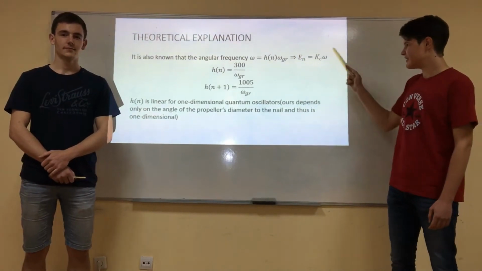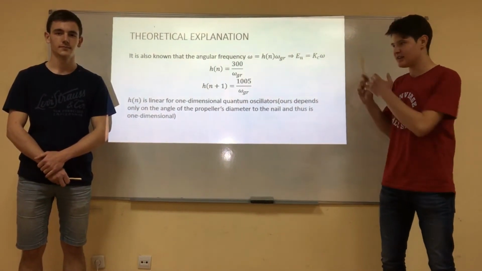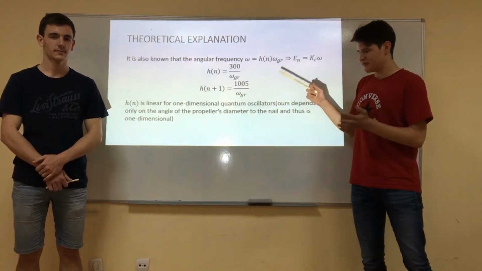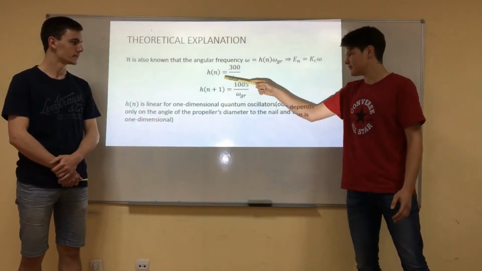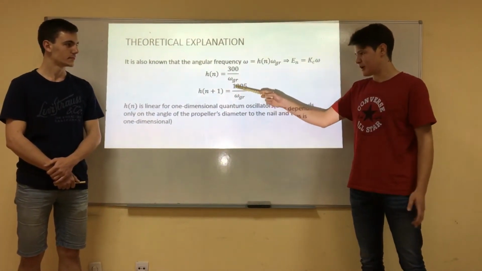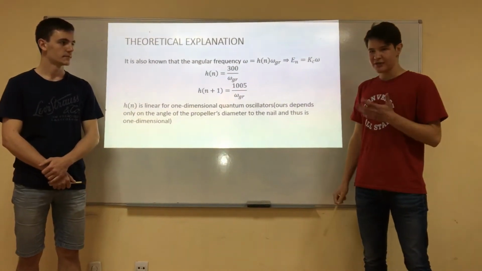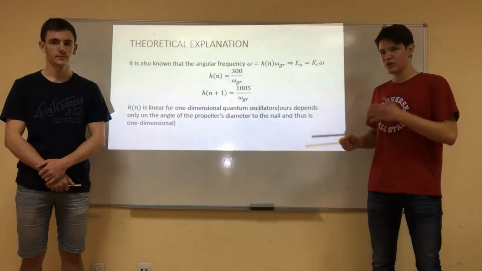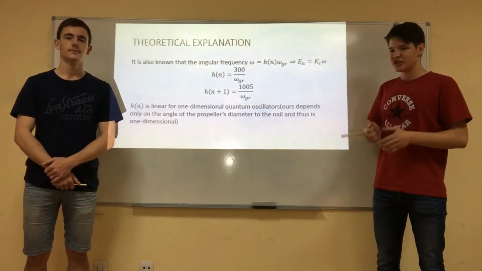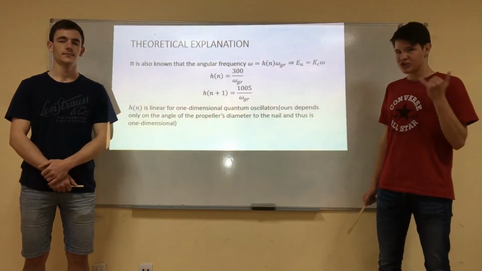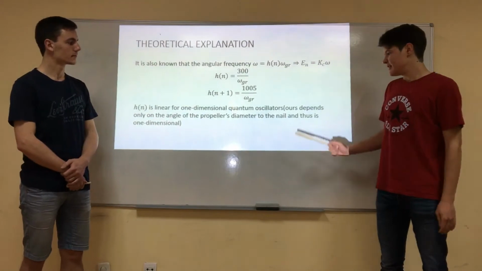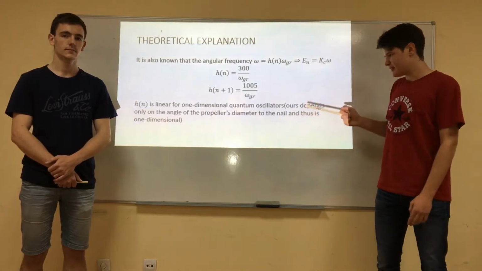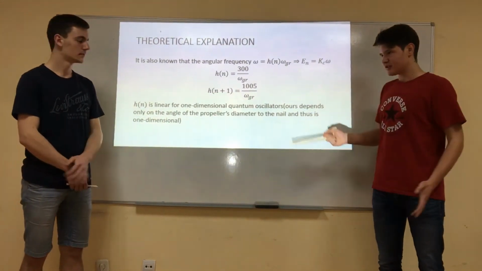So from here we can rewrite the following formula as a function of the angular velocity in the current state, and we can express the function of the energy level n index as a function of the current angular velocity and the ground angular frequency of the oscillator. So we have a one-dimensional quantum oscillator here because our propeller only rotates based on the nail's position, and we have only one-dimensional rotation, which is only a function of the angle of declination of the nail's diameter and of the propeller's diameter to the nail, and thus our quantum oscillator is also one-dimensional.